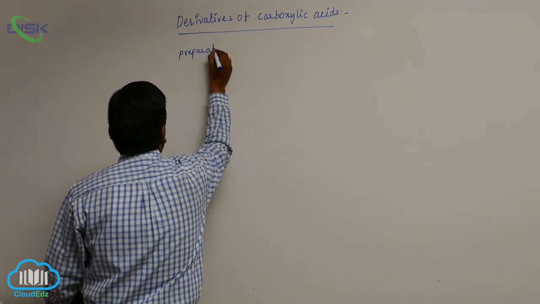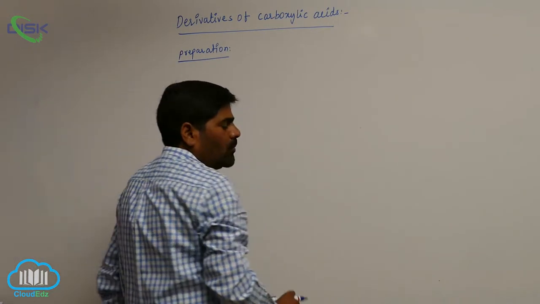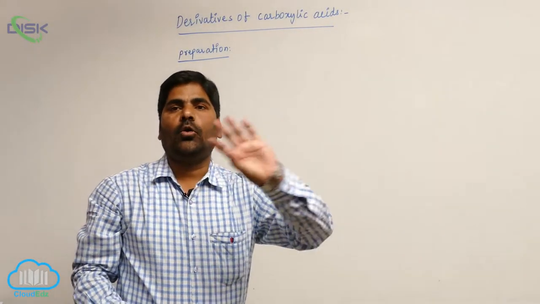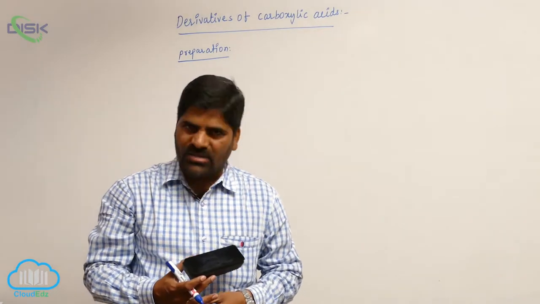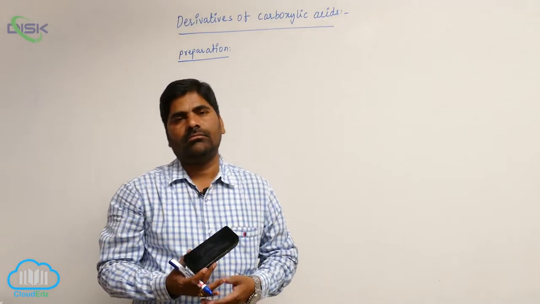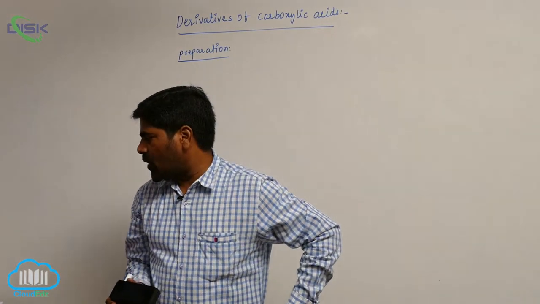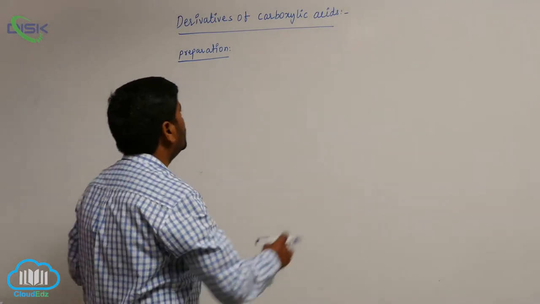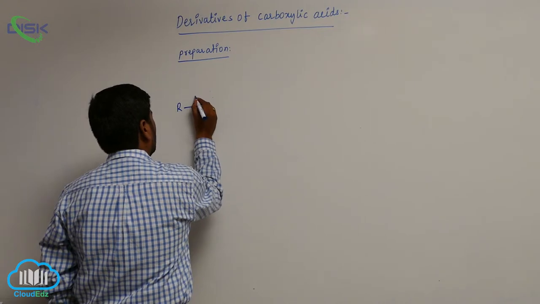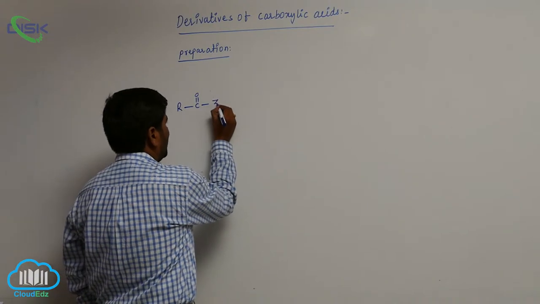Preparation. By using acyl nucleophilic substitution reaction of a carboxylic acid derivative. These compounds are prepared, number one, from R C double bond O Z.